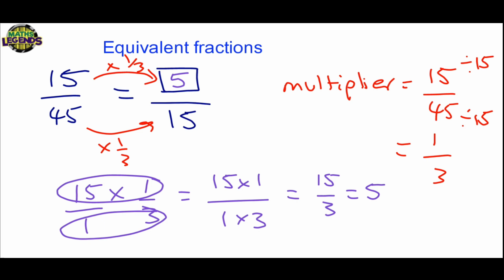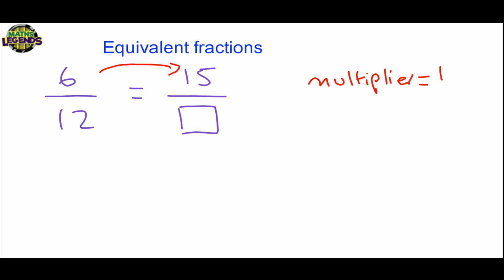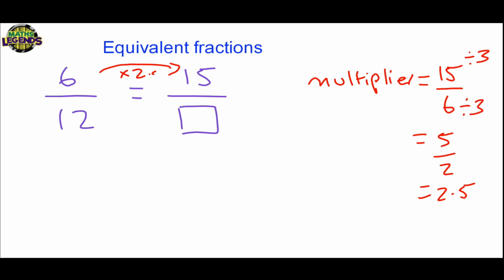Let's look at another example. 6 over 12 equal to 15 over an unknown. As we know the numbers for the numerators on both sides, we'll use this to help us work out the multiplier. So multiplier is equal to 15 over 6. So here, 15 over 6, we can simplify. We can divide the top one by 3 and the bottom by 3. That gives us 5 over 2, which is 2.5. So we can multiply this by 2.5.